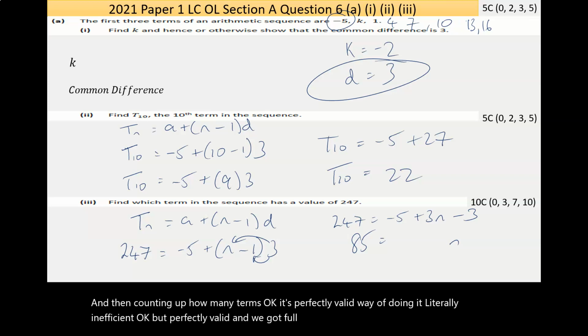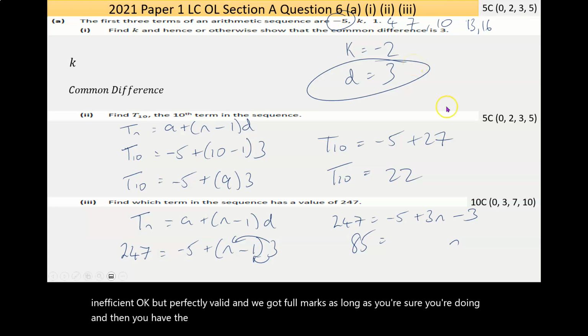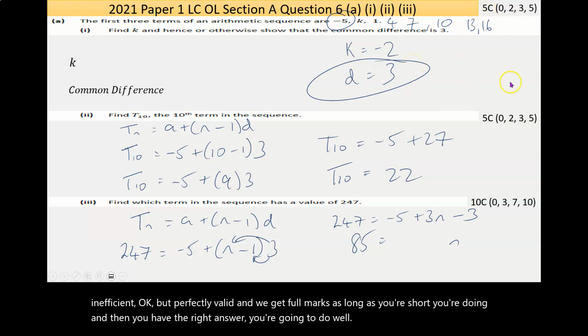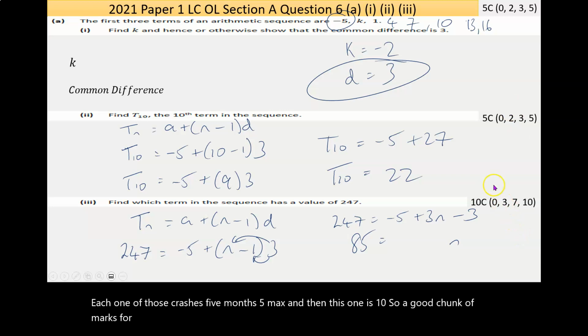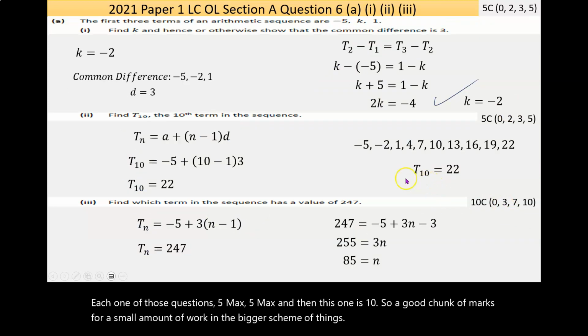As long as you show what you're doing and then you have the right answer, you're going to do well. Each one of those questions is 5 marks, and then this one is 10. So a good chunk of marks for a small amount of work in the bigger scheme of things. And that's the answers there from the notes.